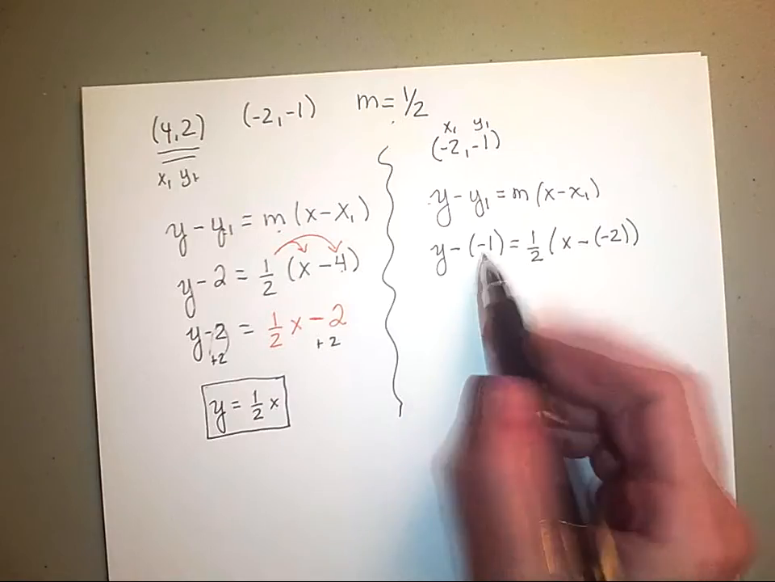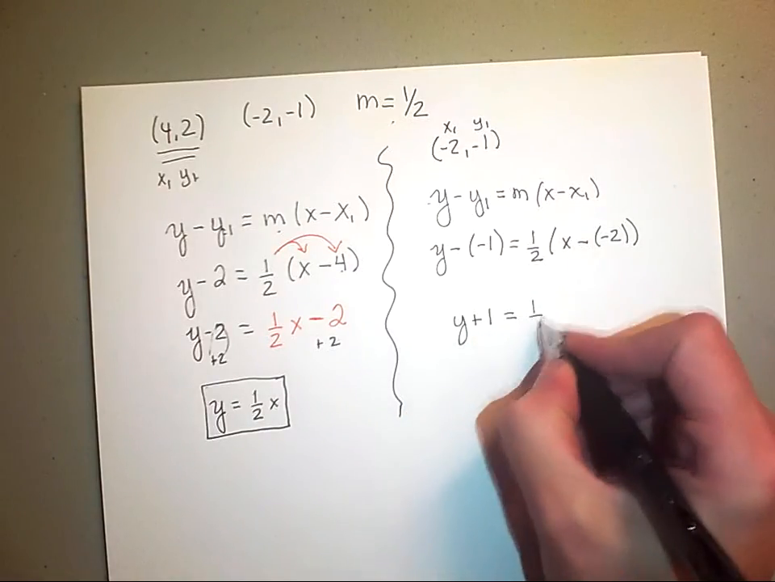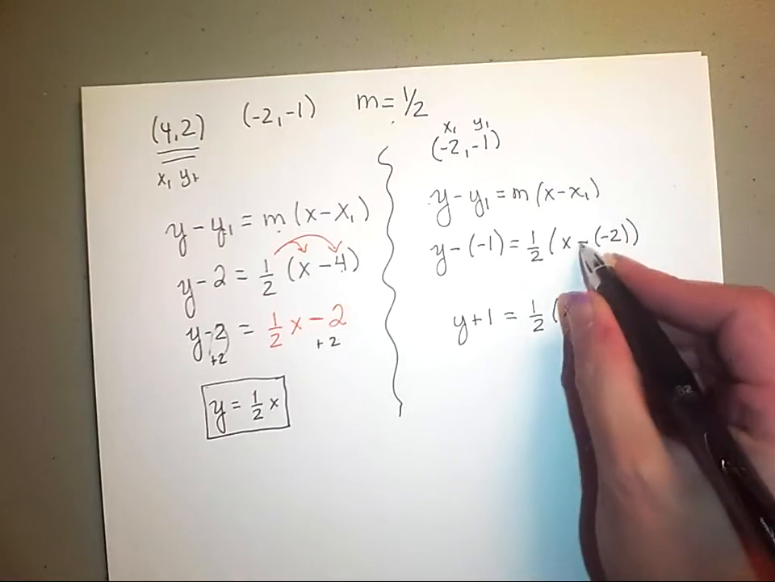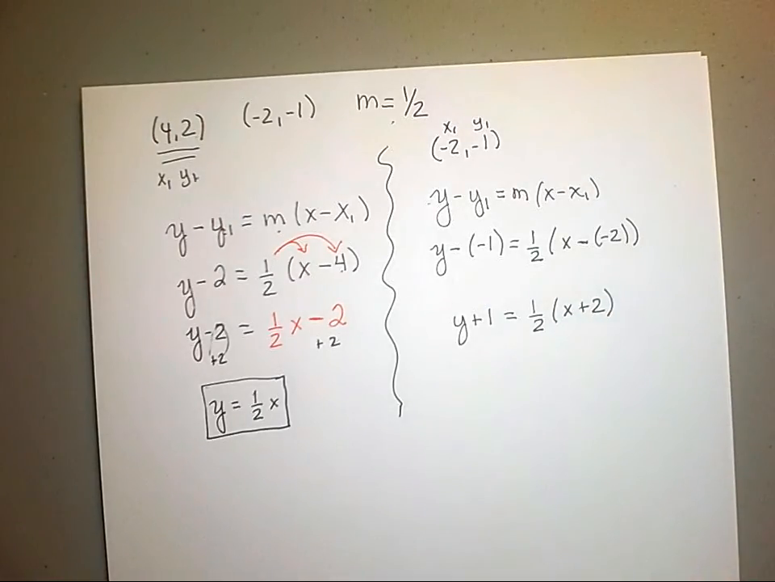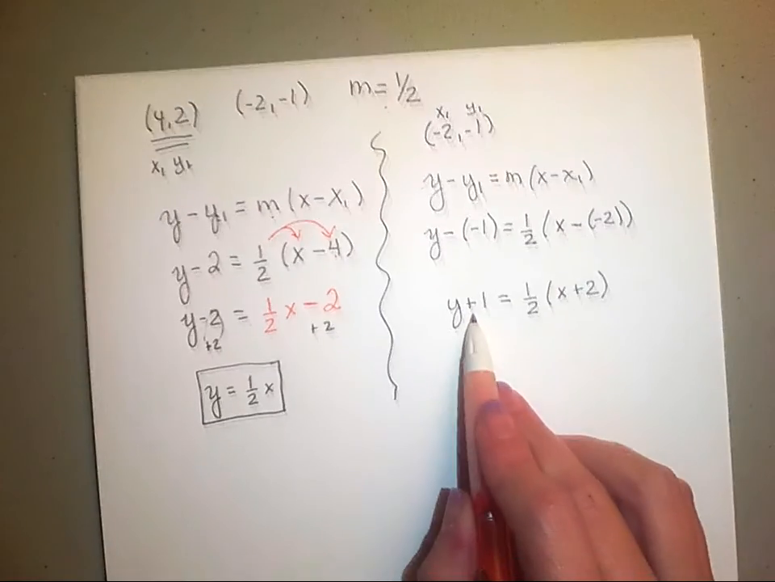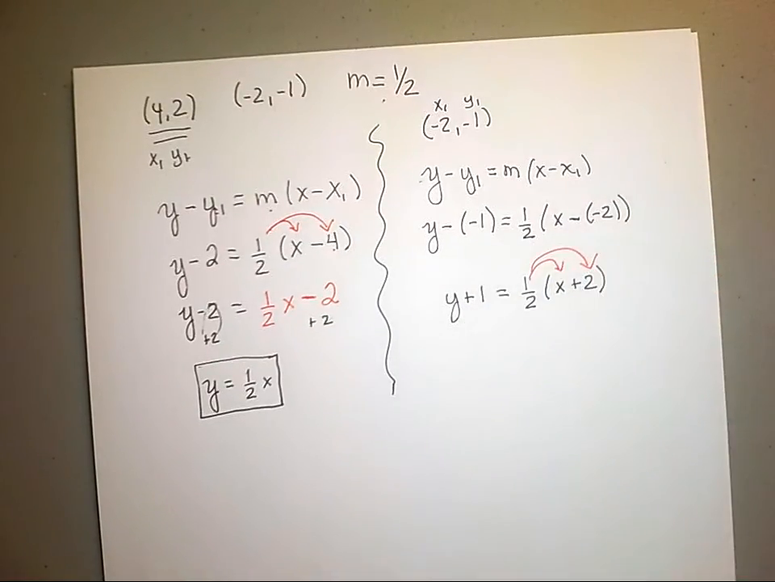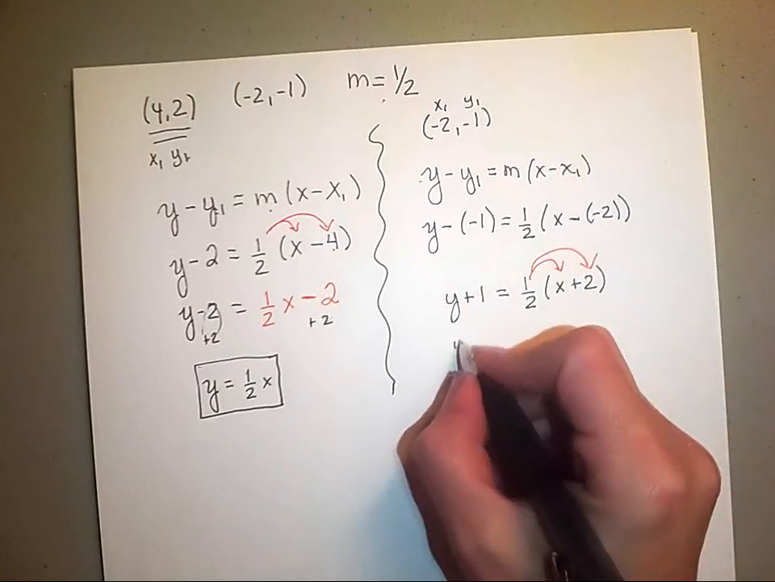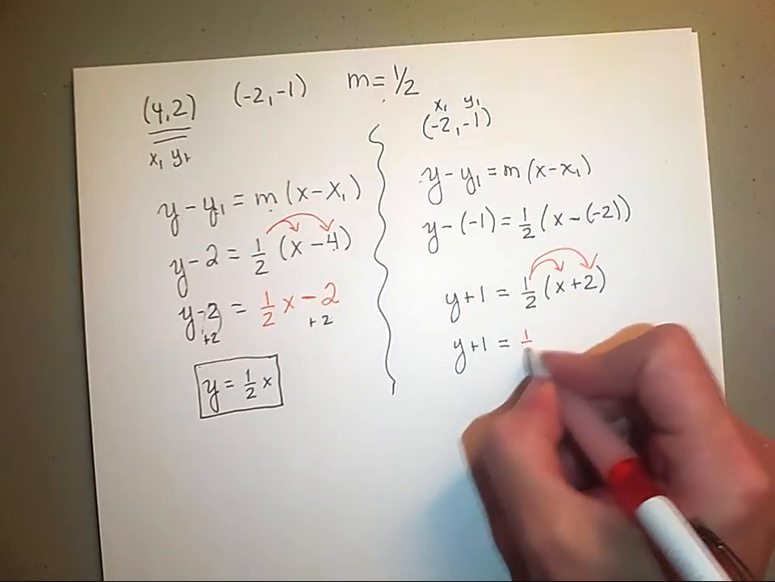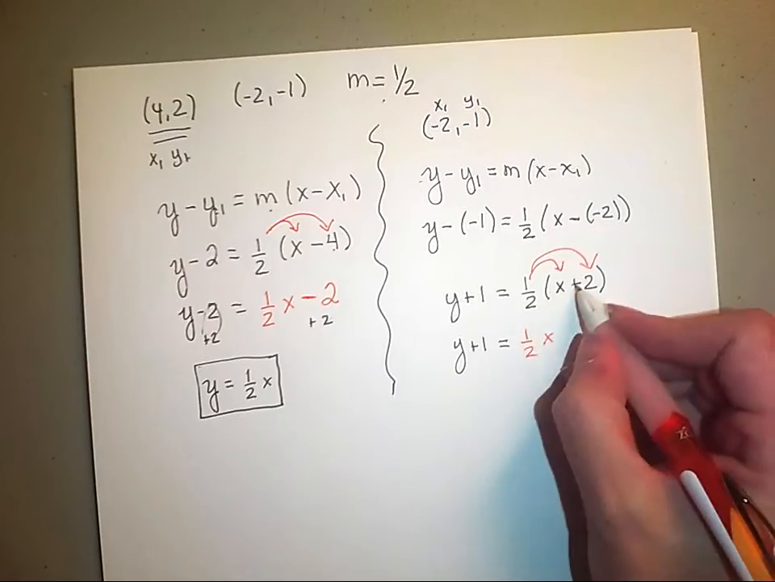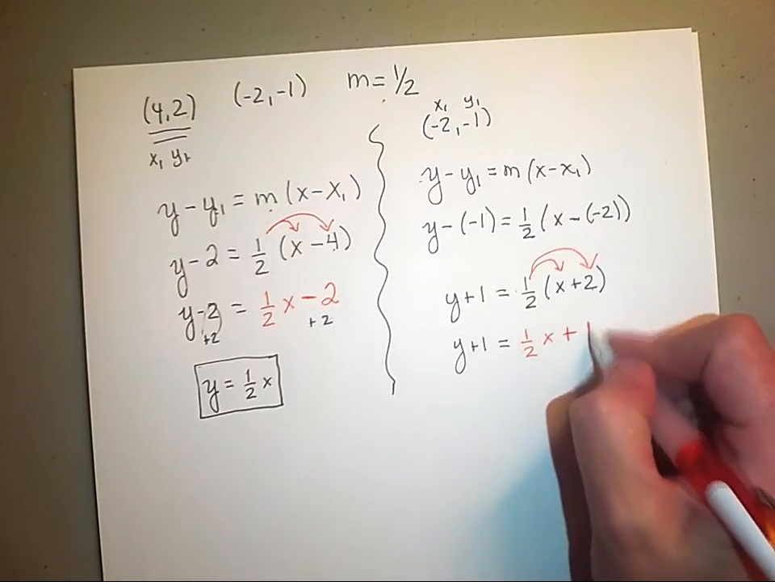Now we can start simplifying. So y minus a minus 1 is y plus 1 is equal to 1/2 x minus a minus 2 is plus 2. Now this side is simplified. We can distribute this through. So we'll have y plus 1 is equal to 1/2 x. Positive and positive will stay positive, and 1/2 of 2 is 1.